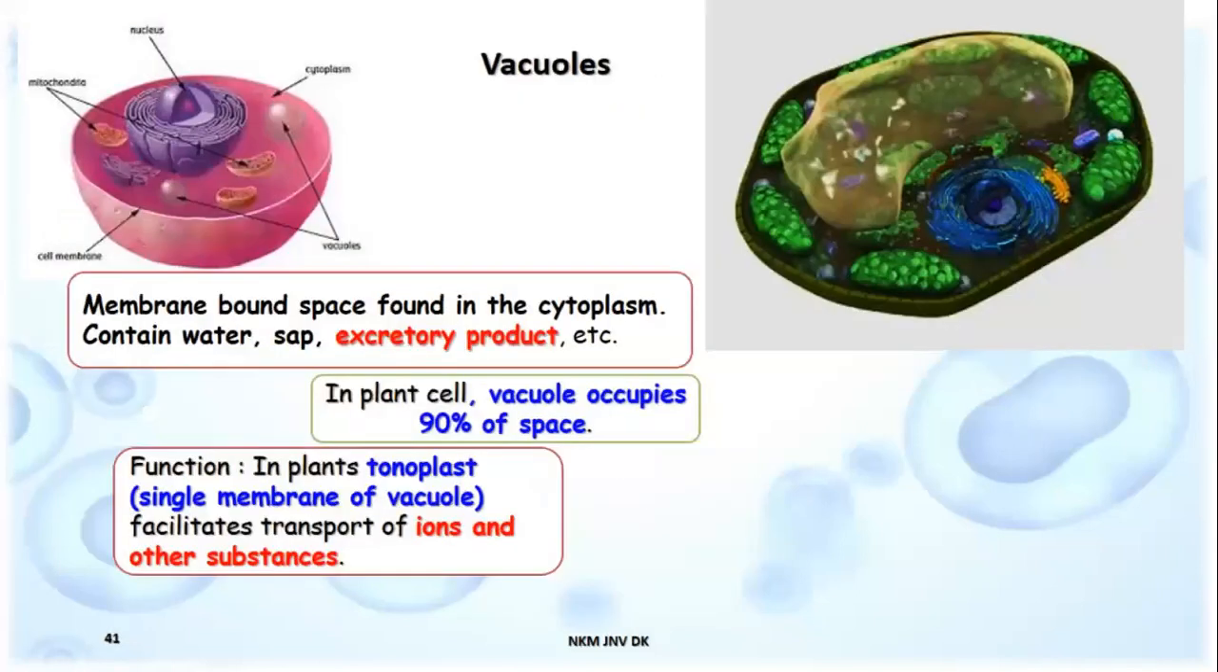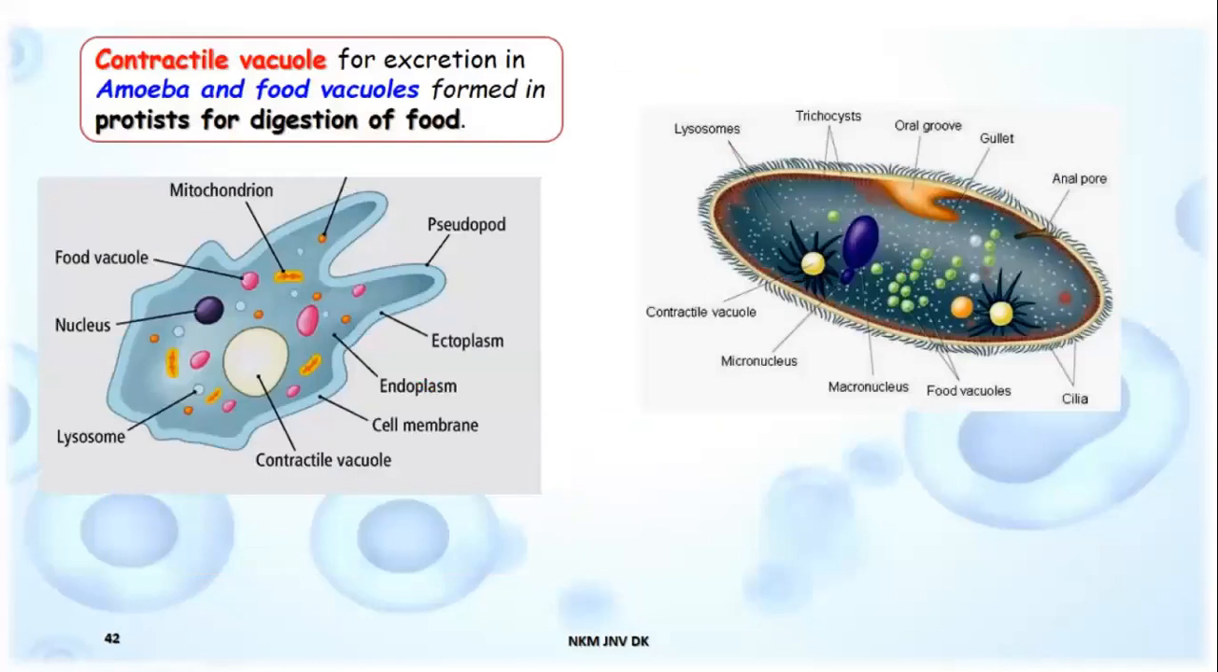Vacuoles are membrane-bound spaces found in the cytoplasm containing water, sap, excretory products, etc. In the plant cell, vacuoles occupy 90% of the space. In plants, the tonoplast, the single membrane of the vacuole, facilitates transport of ions and other substances. Contractile vacuoles are for excretion in amoeba, and food vacuoles are formed in protists for the digestion of food.